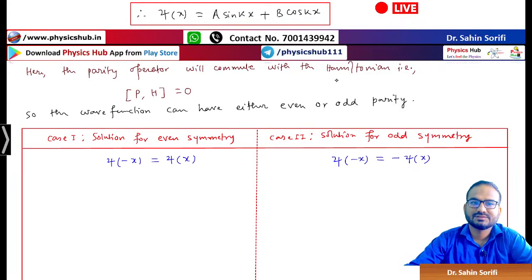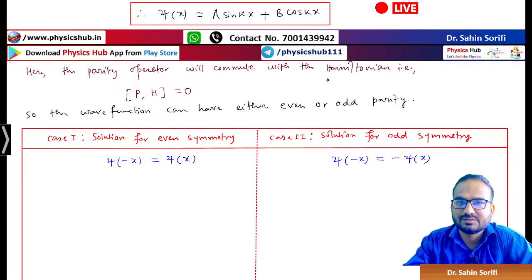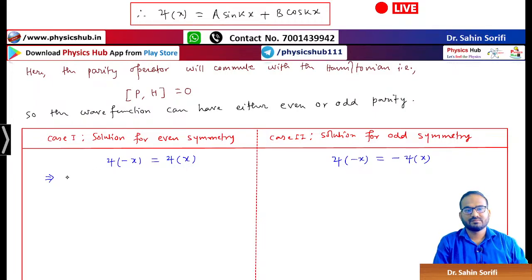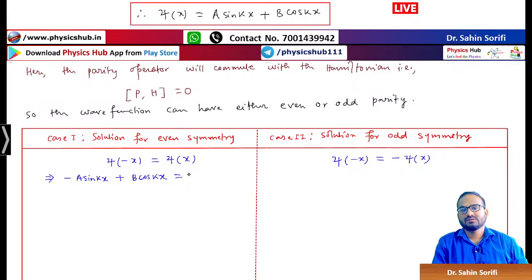Okay, now look at this. Psi of x, we have got a sin kx plus b cos kx, right? So what will be the value of psi of minus x? You just need to put minus x in place of x. So this will become minus a sin kx plus b cos kx, because sine of minus theta is equal to minus sin theta and cos of minus theta is equal to plus cos theta. And psi of x will remain the same: a sin kx plus b cos kx.